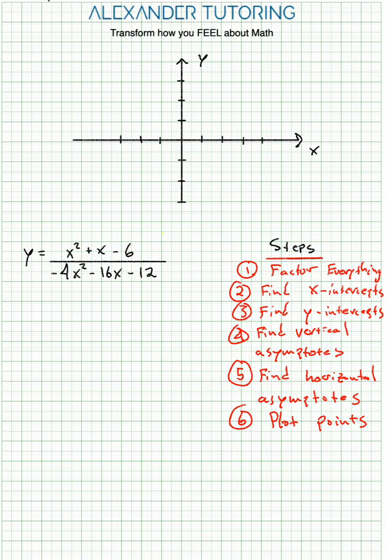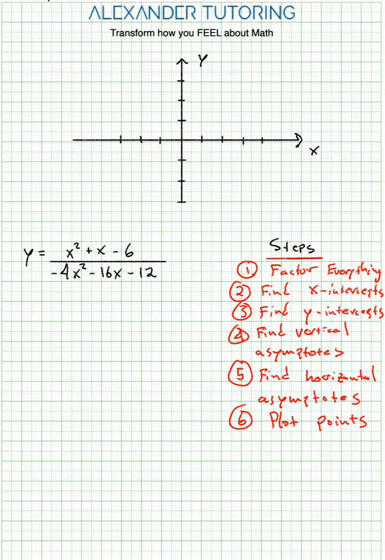So we have to look at the case when the degree on top is bigger than the degree on the bottom. We have to look at the case when they're equal, as in this case, because it's 2 on the top and the bottom. And we have to look at the case when the degree on the top is bigger than the degree on the bottom. So we'll do that on step 5. Finally, we plot a couple extra points in various regions of the graph just so we can connect the dots and get our final graph. Okay, so here we go.